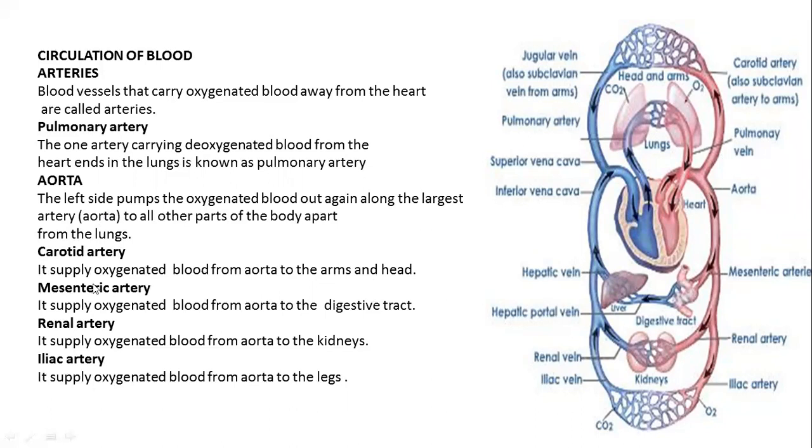Aorta then supplies the blood to the remaining arteries, which take the oxygenated blood to the various parts of the body. For example, carotid artery takes oxygenated blood from aorta to the head and arms. Mesenteric artery takes oxygenated blood from aorta to digestive tract. Renal artery takes oxygenated blood from aorta to the kidneys. Iliac artery takes oxygenated blood from aorta to the legs.